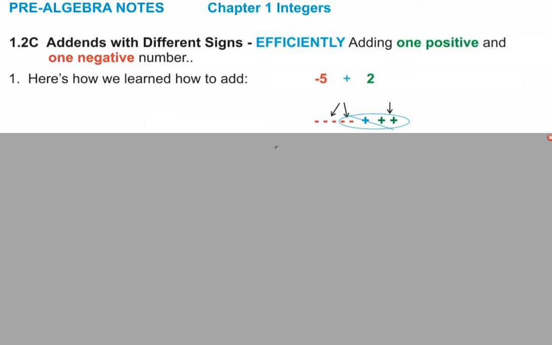All right, so in other words, what have we done so far? We've made a negative 5, 5 negatives, right? We made a positive 2, 2 pluses. The 2 pluses wipe out 2 of the negatives, and what's left is the answer, 3 negatives. And that's really what's going on, right? That's why the answer is negative 3, because 2 positives wiped out 2 of the 5 negatives, and there's 3 negatives left.